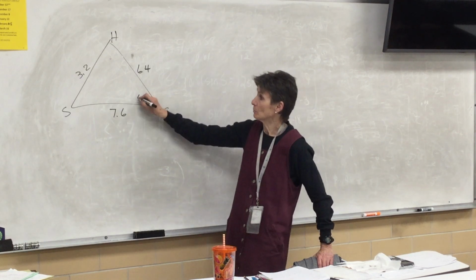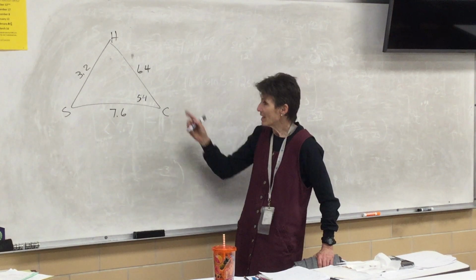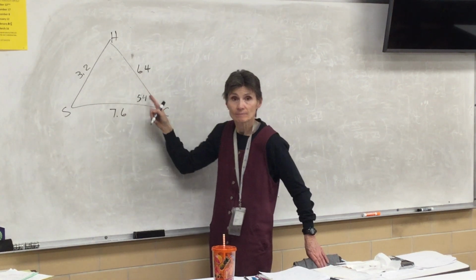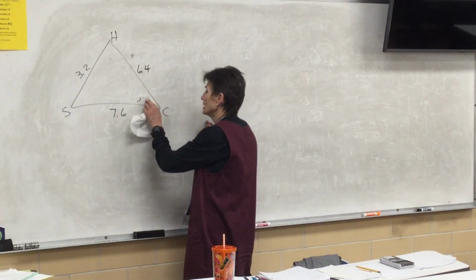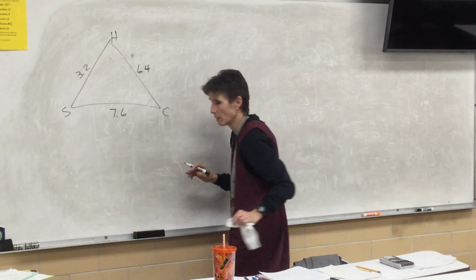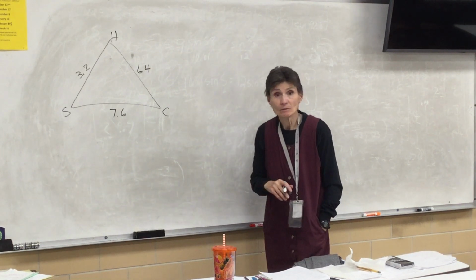If I knew this angle was 54, or something, then I could do my law of sines. But because I don't have any of the angles, it's a law of cosines problem. So here we go. Got to pick an angle to find.